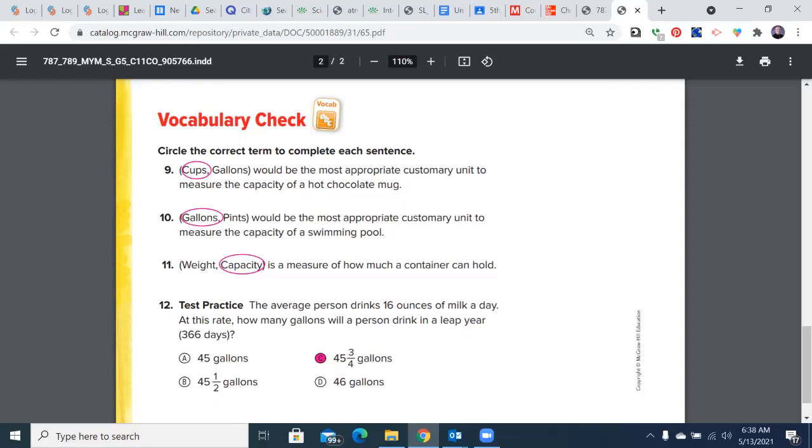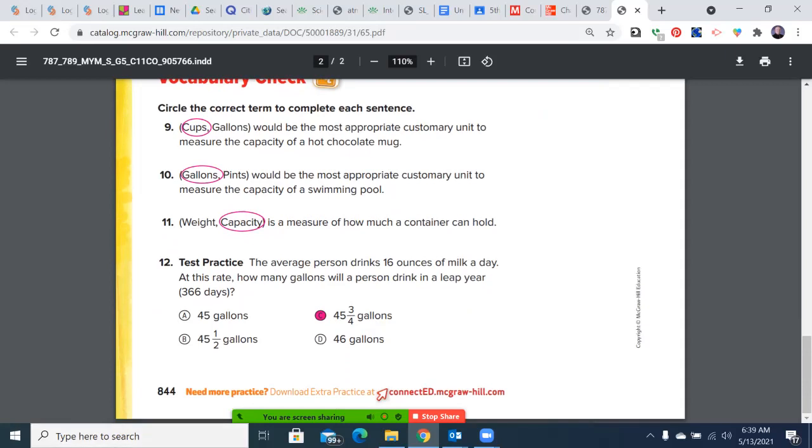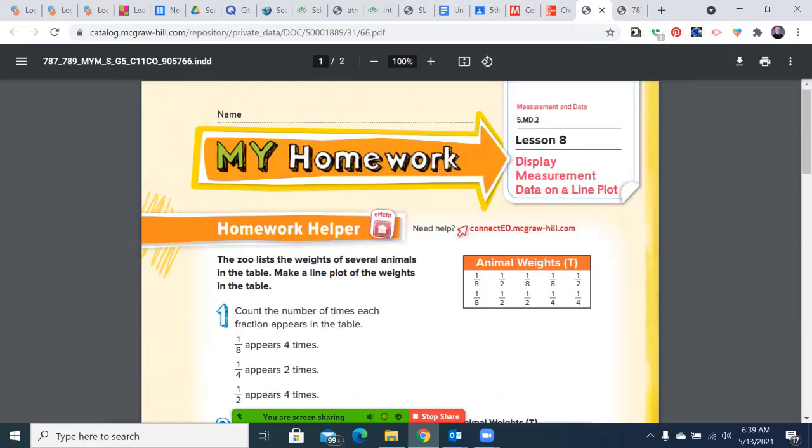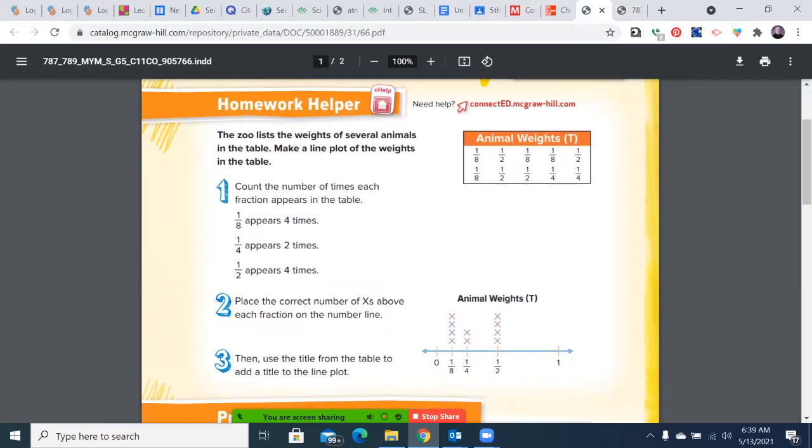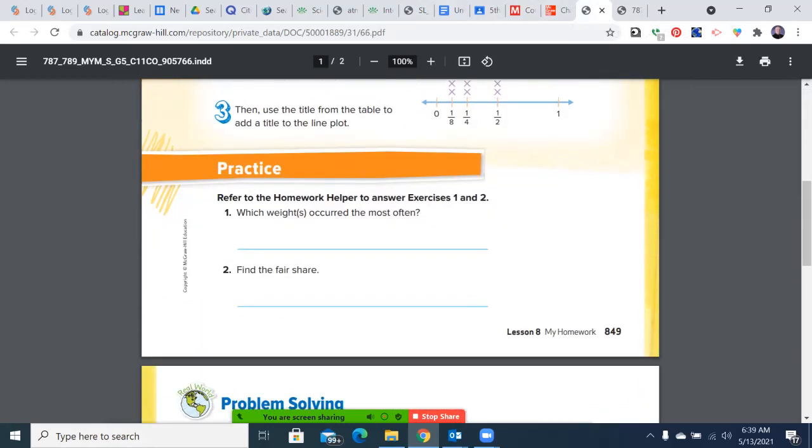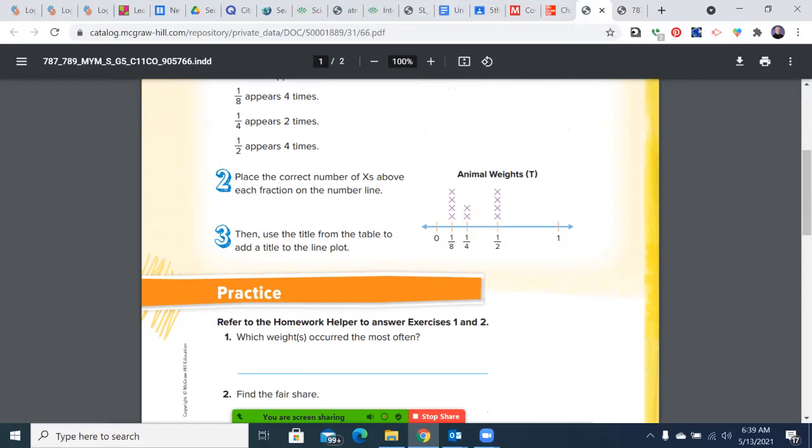What would be the most appropriate customary unit to measure the capacity of a swimming pool? Gallons. Please, gallons. Do you really want to measure that many pints? Capacity is the measure of how much a container can hold. Weight happens to be the kind of mass and gravity together here. It's 45 3/4 gallons.